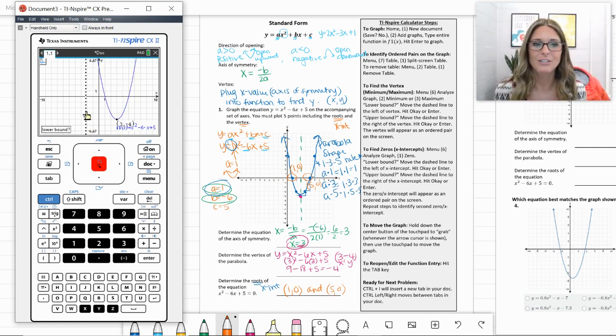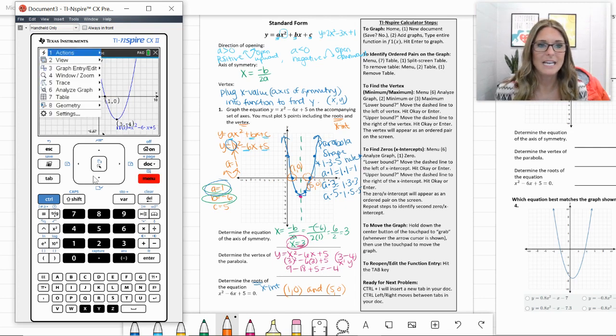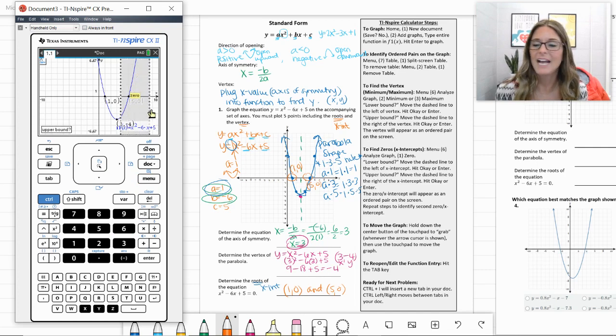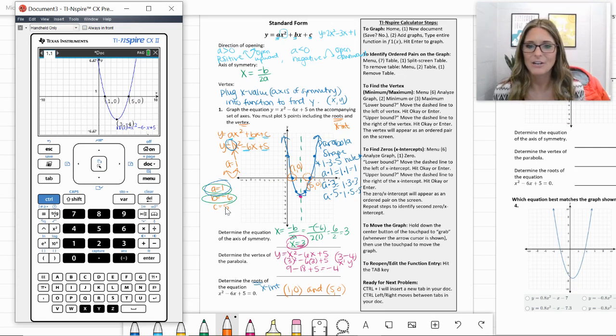So I'm going to slide over to the left and hit OK, that center button. Slide over to the right, and you can see it's already starting to identify that first zero of 1, 0. And so I hit enter and it's got it labeled. I'm going to walk through those steps again. Menu, analyze, zero, left side, okay, right side, 5, 0. It's already identifying there. There are the zeros, our roots or our x-intercepts of our parabola.